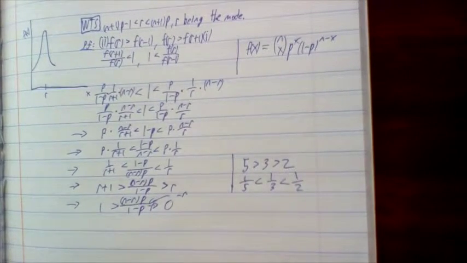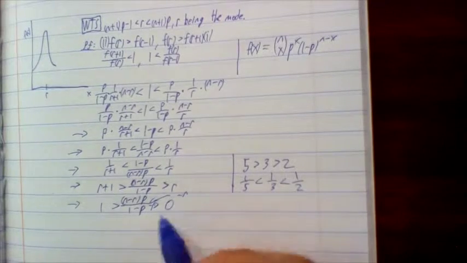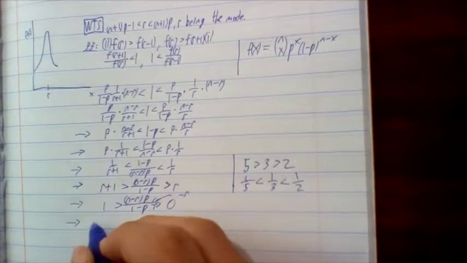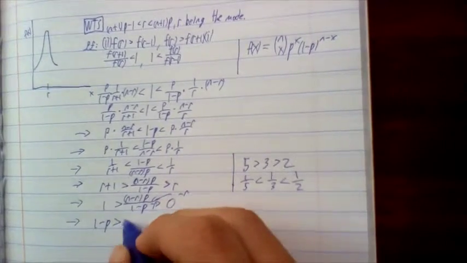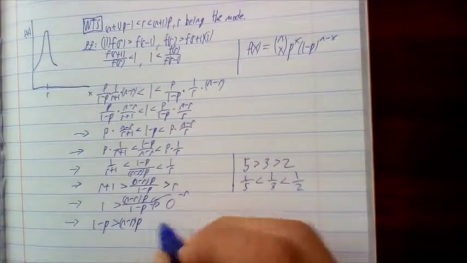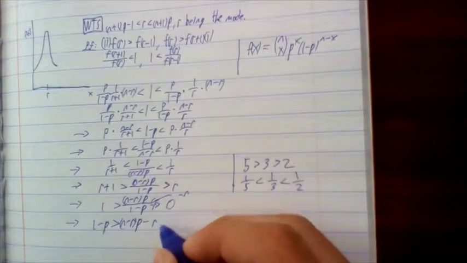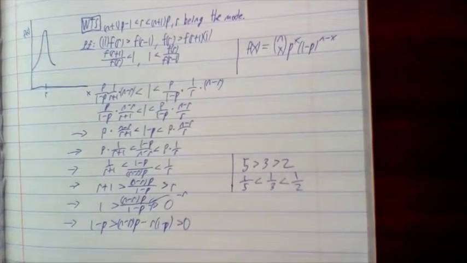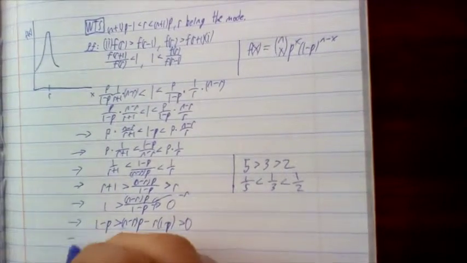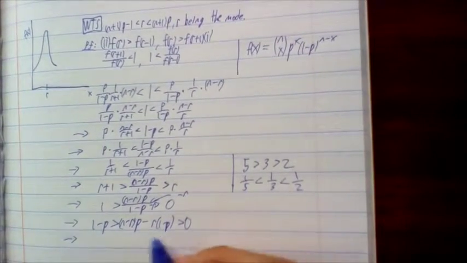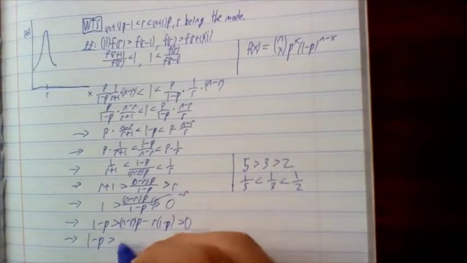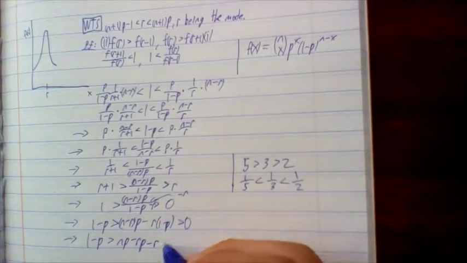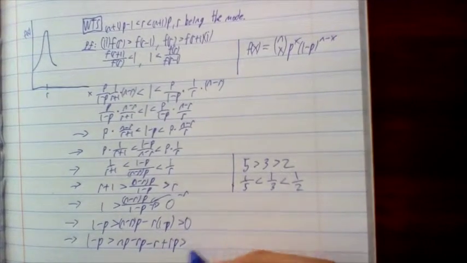Apologizing again for that. So, now, let's get rid of the denominator over here. Let's multiply that out, and we're going to get that 1 minus p is more than (n minus r) times p minus r times (1 minus p), which will in turn be more than 0, because 0 times (1 minus p) is 0. Okay, now, let's expand that, so 1 minus p is more than np minus rp, which is more than minus r plus rp, which will be more than 0.